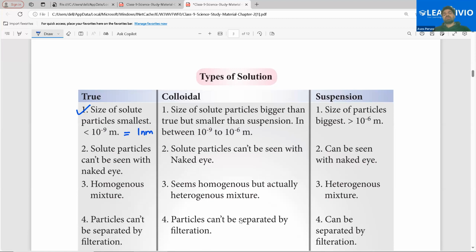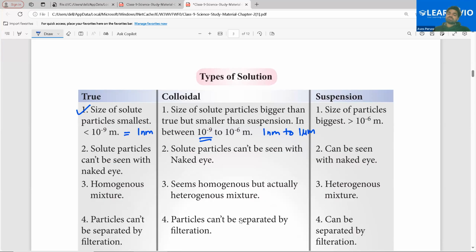It is between 1 nanometer and 1 micrometer. 10 to the power minus 9 is 1 nanometer, and 10 to the power minus 6 is 1 micrometer. So it lies between these. Solute particles can be seen with naked eyes, cannot be seen with naked eyes.